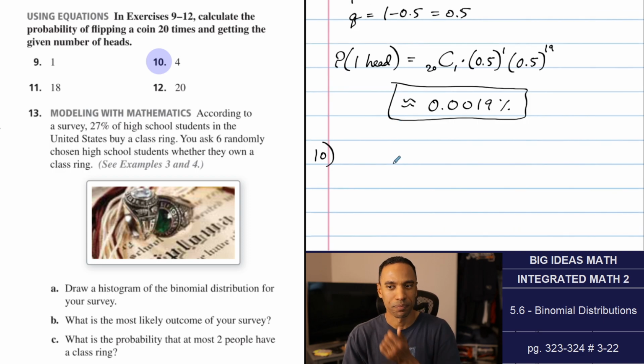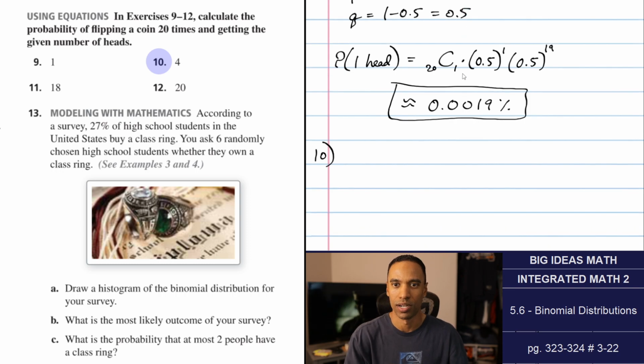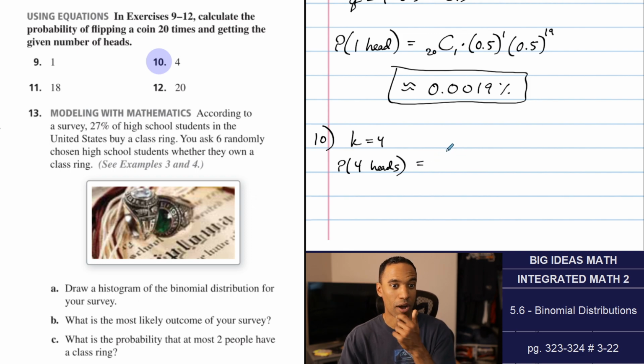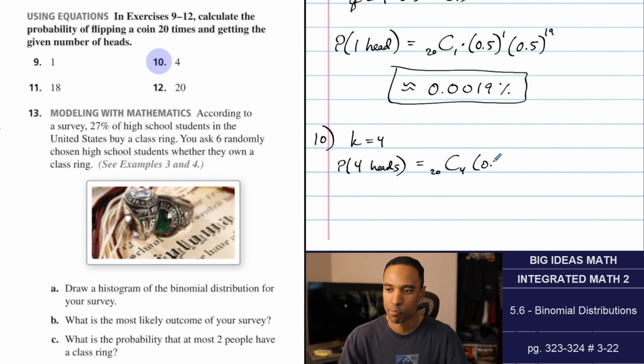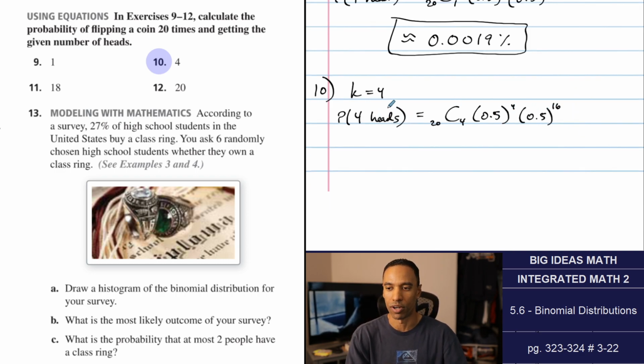Number 10. This time we're going to talk about, I should have said k equals 1 in this one. In this case for number 10, k equals 4. So we're going to now say probability of 4 heads. It's going to be more likely than the others. Still not really there. It's going to be most likely among all these. So this is going to be 20 choose 4 times 0.5 to the 4th power. That's probability of heads times probability of tails, 0.5 to the 16th power. 4 heads are landed on, 16 tails are landed on. 20 choose 4 different ways that you can get 4 heads and 16 tails.